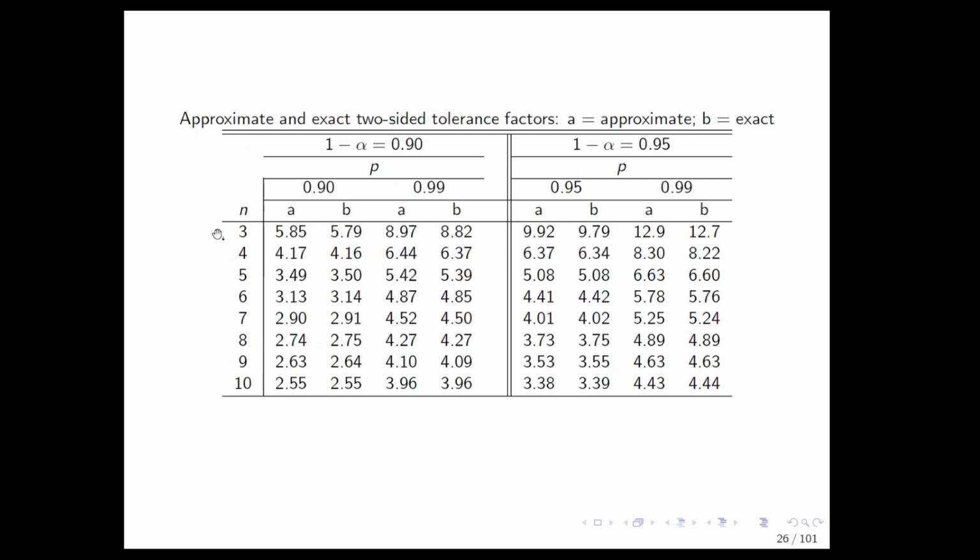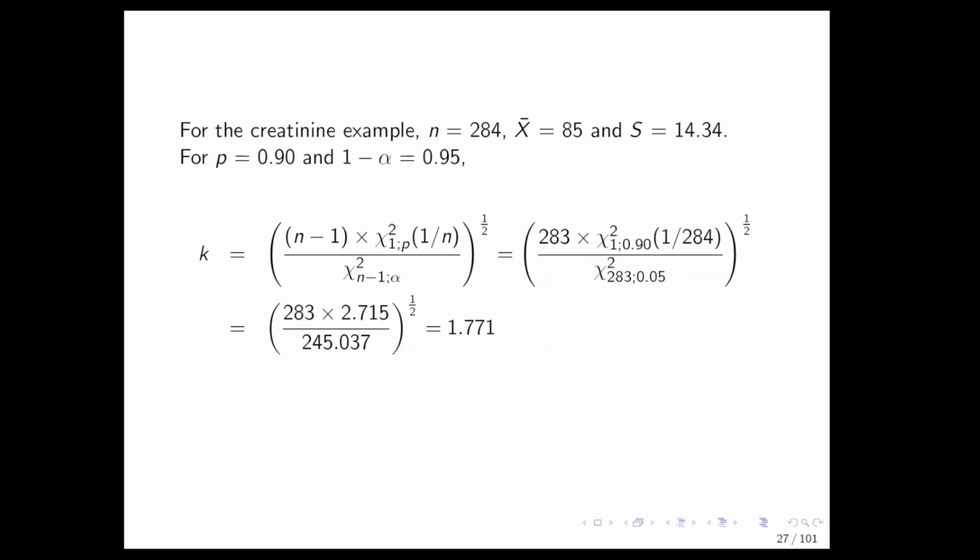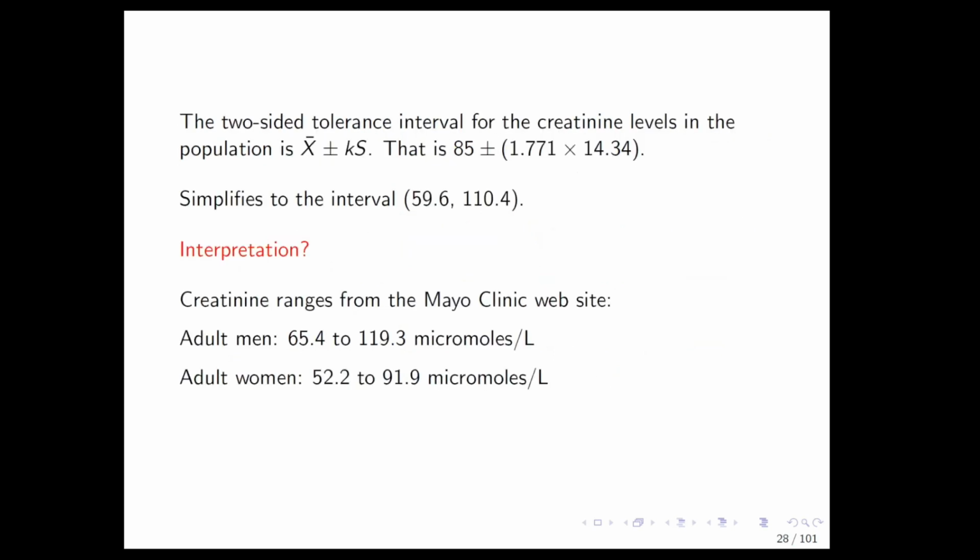I have listed this only for a small sample size. When the sample size becomes large, even for 10, they are actually practically the same. So that approximation is actually very good for practical purposes. For the creatinine example, K is 1.771, and here is the interval. So the interval simplifies to 59.6 to 110.4.